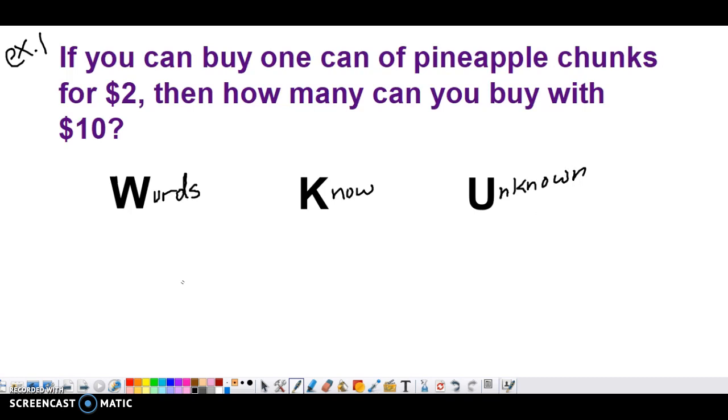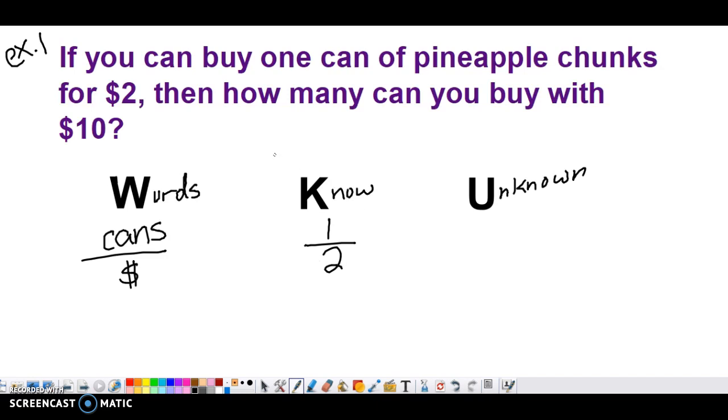So in this one, we are comparing pineapple chunks, or cans. Let me see, if you can buy 1 can of pineapple chunks for $2. Okay, so our words are going to be cans and dollars, okay? So what do we know? We know that we can buy 1 can for $2, okay? Make sure your 1 can matches your word, can, and make sure your 2 matches your dollars, okay?